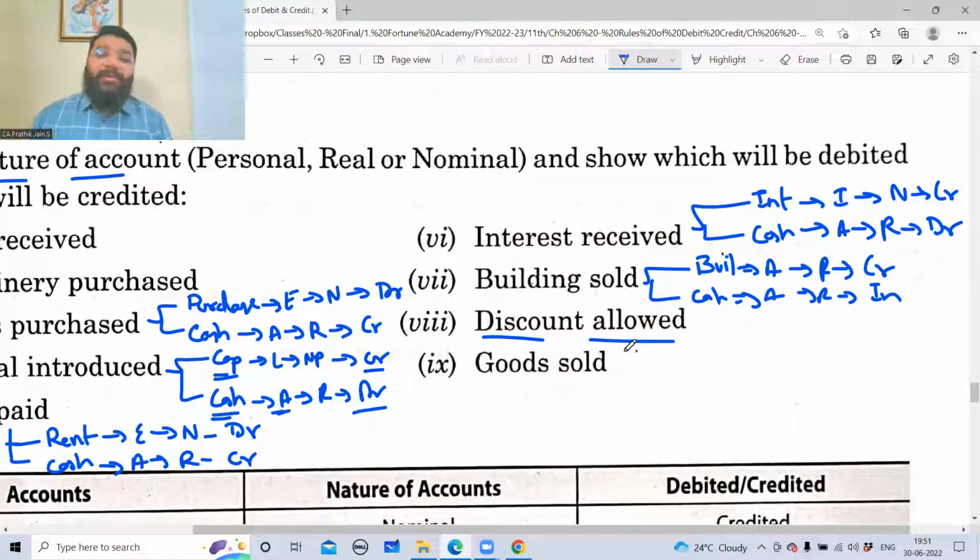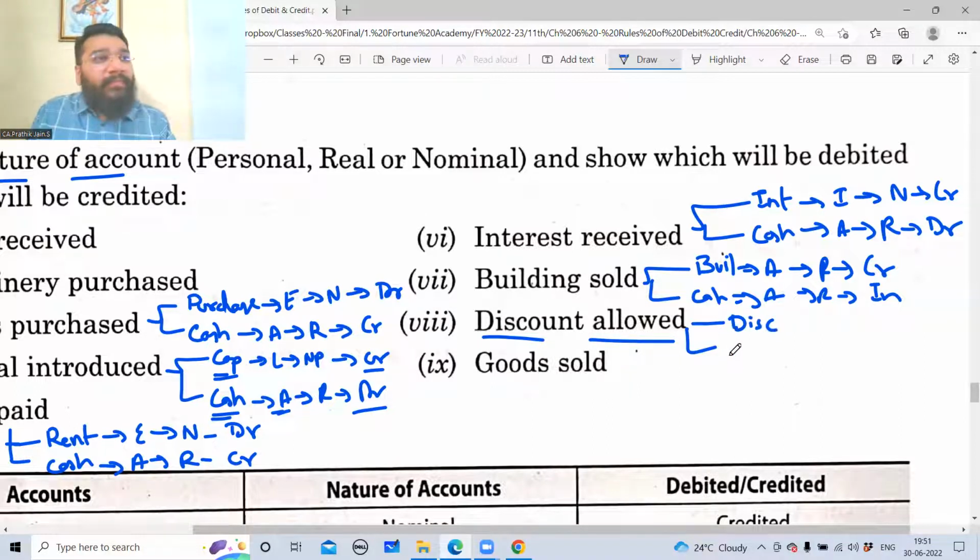So, okay, you tell. Who is allowing? We, from our point of view, or the opposite person's point of view? Discount allowed. Who will allow? We. From the business point of view, discount received means discount allowed. Accounting is from the business point of view. So the business is allowing. I will talk about my allowing now. Why will I talk about his allowing? Discount allowed. So for us, it is what? Loss.